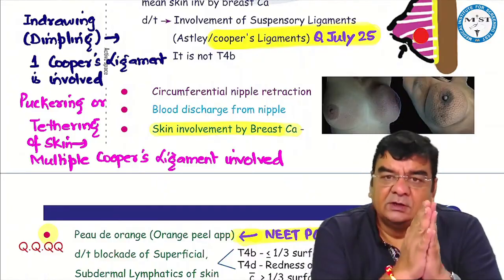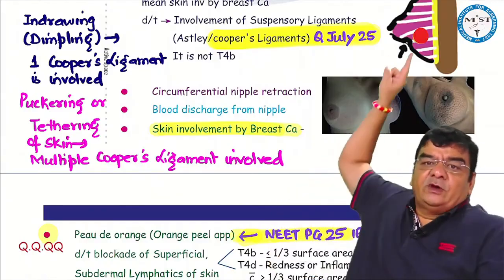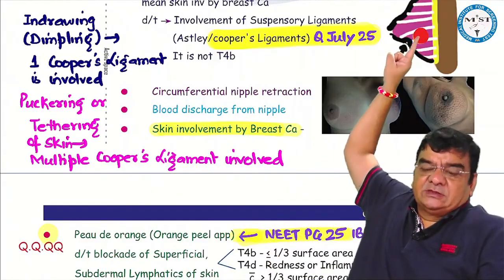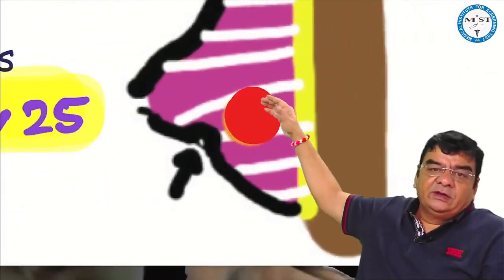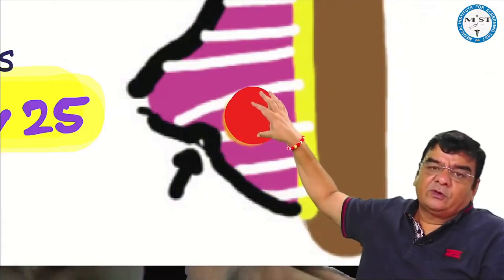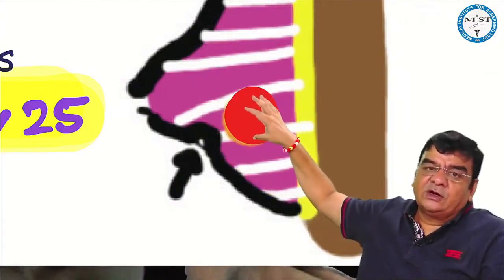And because this is just involvement of the ligament inside the breast, this indrawing or dimpling or puckering or tethering does not mean that cancer has gone into the skin. So this indrawing or dimpling or puckering or tethering is not T4B.